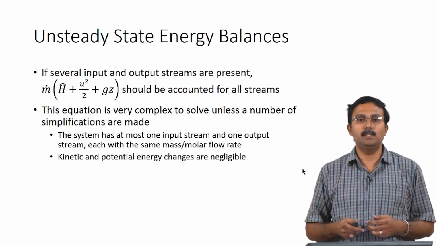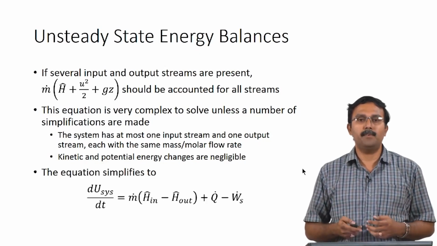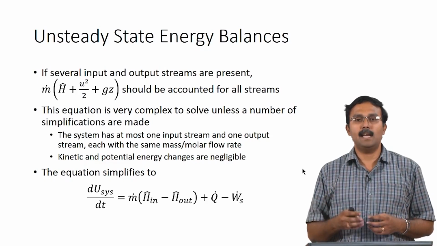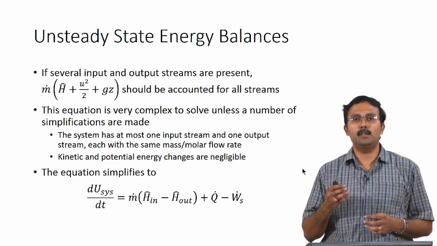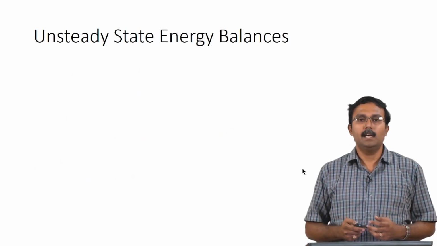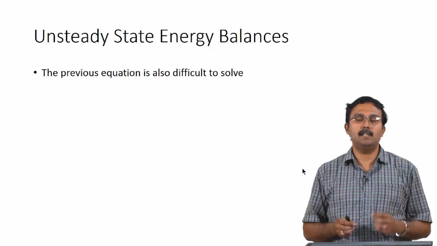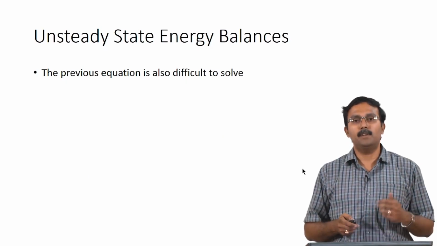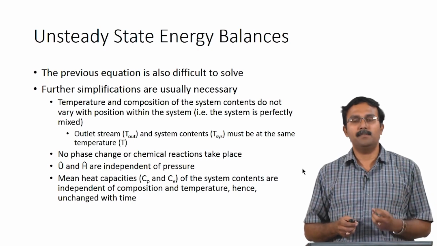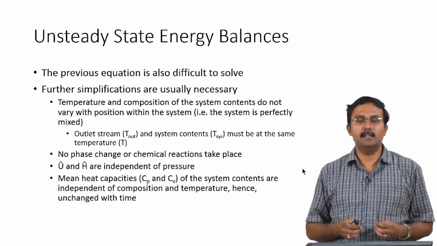If we do this, the equation simplifies to dU_sys/dt equals m dot times (H cap in minus H cap out) plus Q dot minus Ws dot. This equation seems simple and neat. However, even this equation is quite difficult to solve, so further simplifications are required. The further simplifications which are usually done are given here.